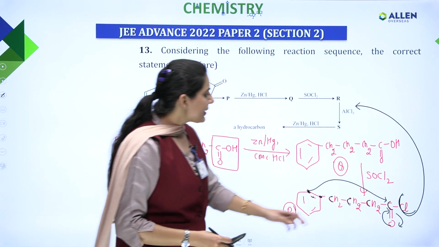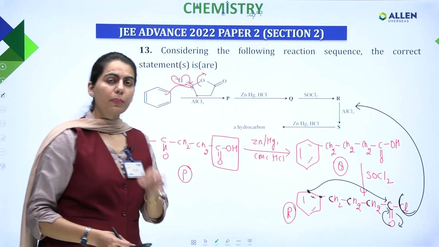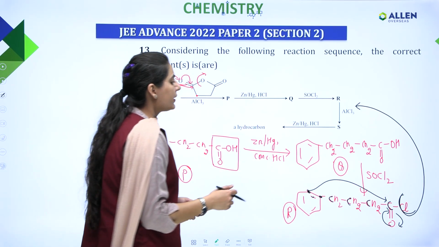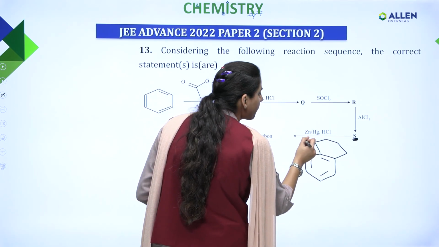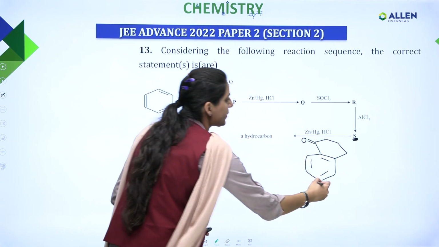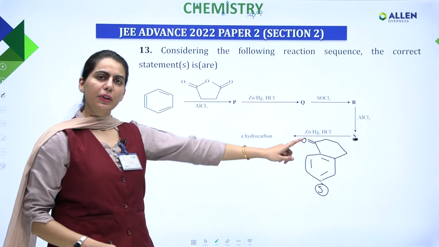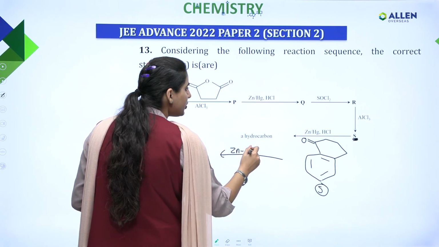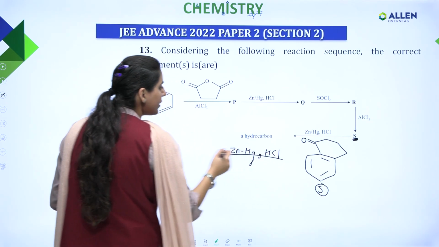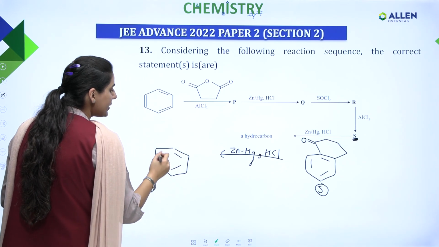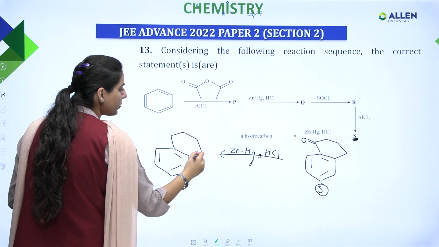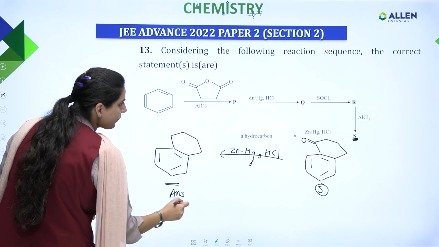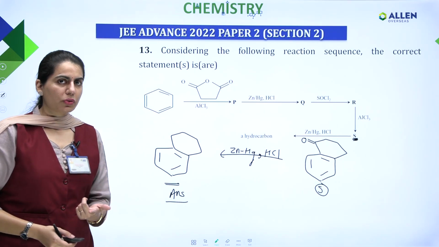Now, we can clearly see the position of this C double bond O. The position of this C double bond O is just next to this carbon of benzene. So, we can clearly make this C double bond O. Now, this is your S product. After that, we are again doing the reduction process. Again, ketone will become an alkane. So, we have ZnHg in presence of HCl. So, we will be getting benzene along with this cyclohexane ring, and that is your final hydrocarbon, right? So now let's check out the options.